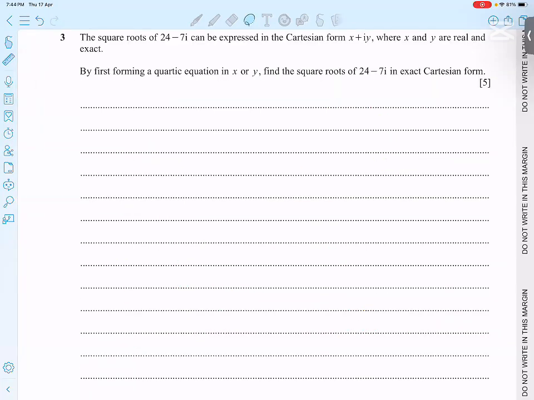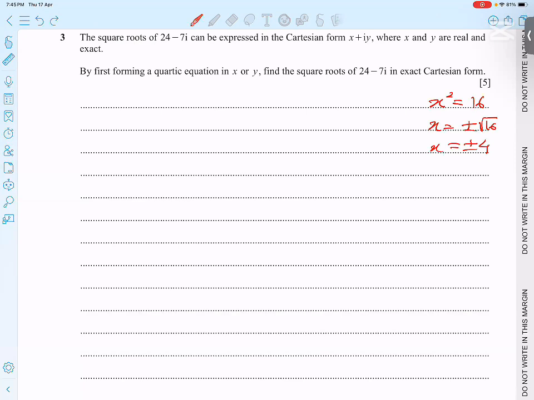Question number 3, we have square roots of square roots. Basically, whenever I have x to the power 2 equal to 16, we take the root of both sides and we get plus and minus root 16. So it becomes plus and minus 4.